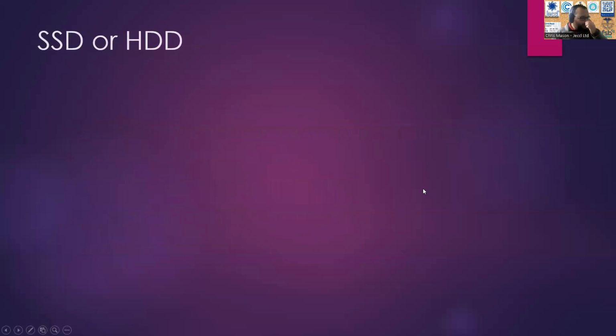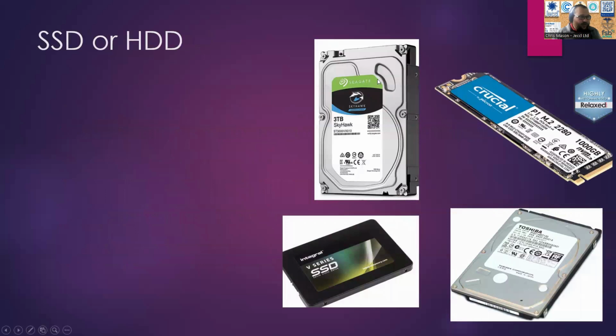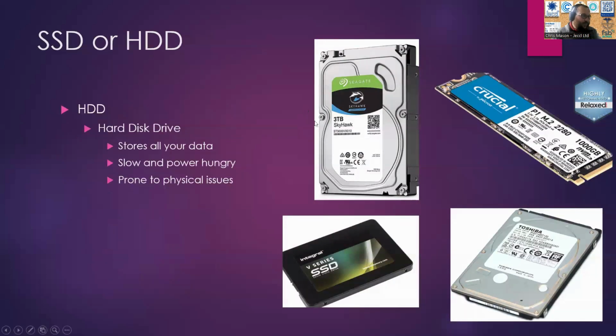So moving on from that, the next thing we're going to talk about is SSD or HDD. So here's a selection of some of them. HDD, which is a hard disk drive, like the photo here in the middle, the Seagate drive, and the Toshiba one down the bottom right. The difference between them is one of them is a desktop hard drive and the other one is a laptop hard drive.